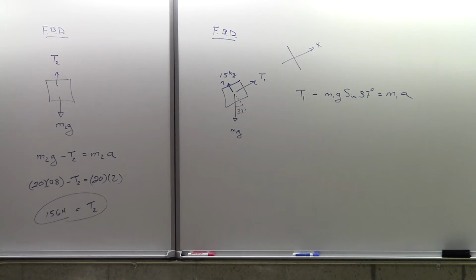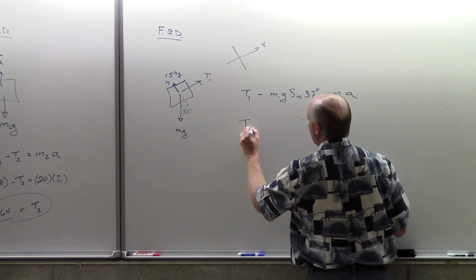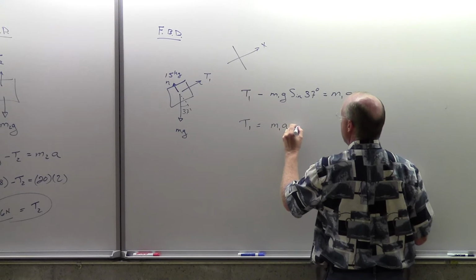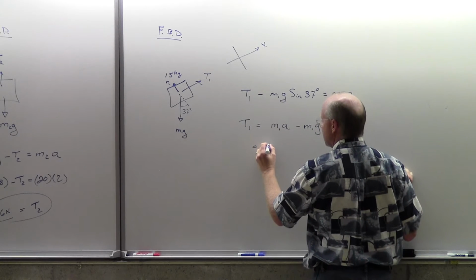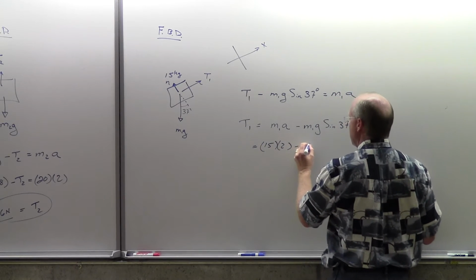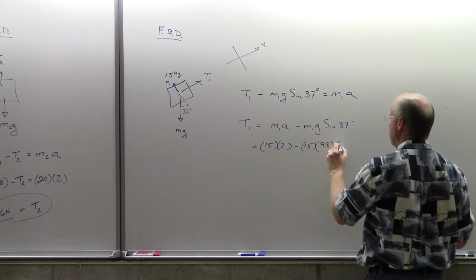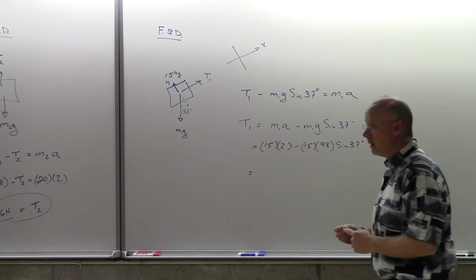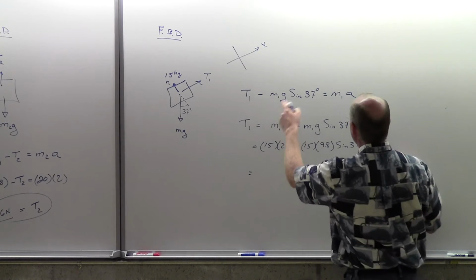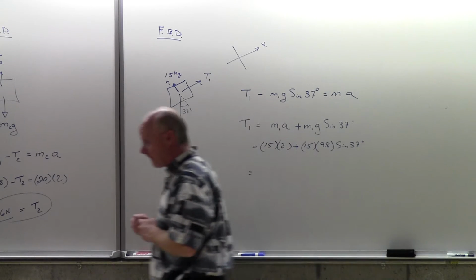So good, I like this free body diagram because, again, they have given me straight up all the numbers except for T1. So T1 then becomes M1A minus M1G sine of 37. And so this is 15 times 2 minus 15 times 9.8 times sine of 37 degrees. Oh, did I? Oh, thank you. Yes, I move it to that side. It becomes a plus. That becomes a plus. Yes. Right. And that makes sense.